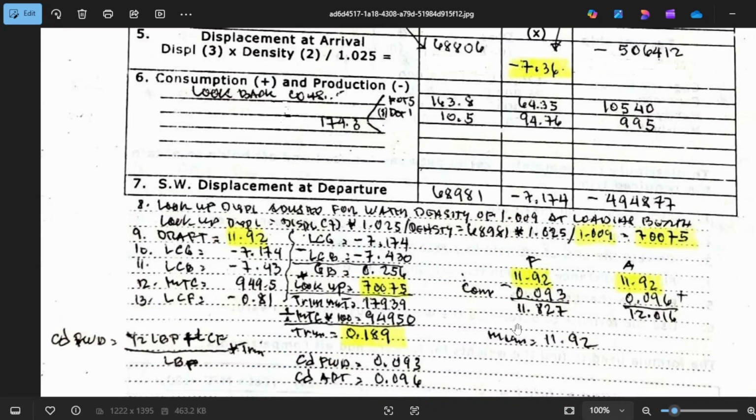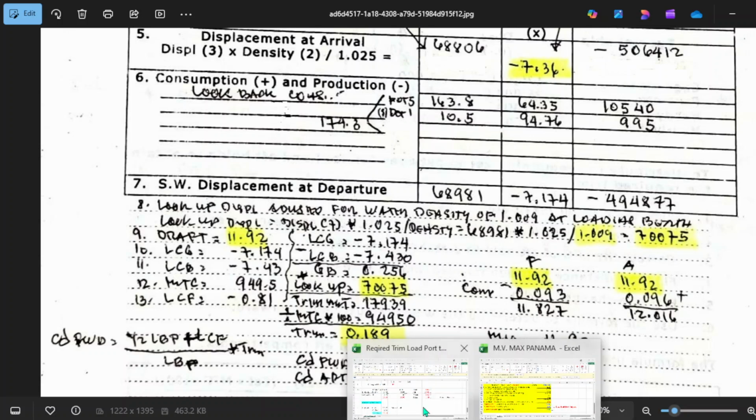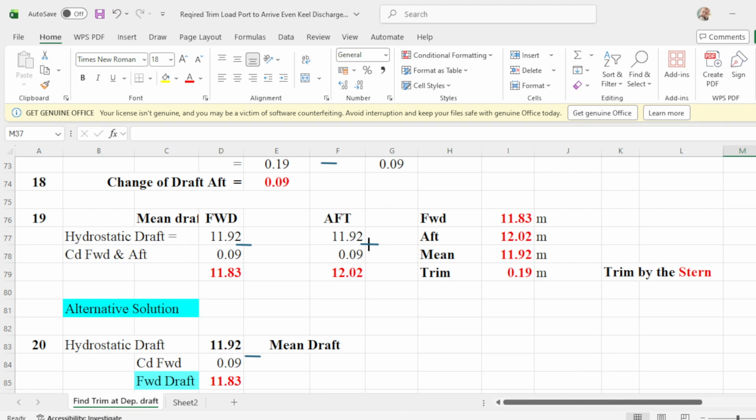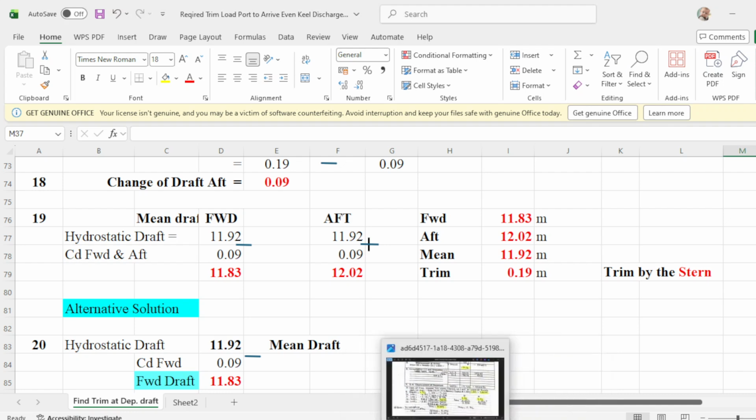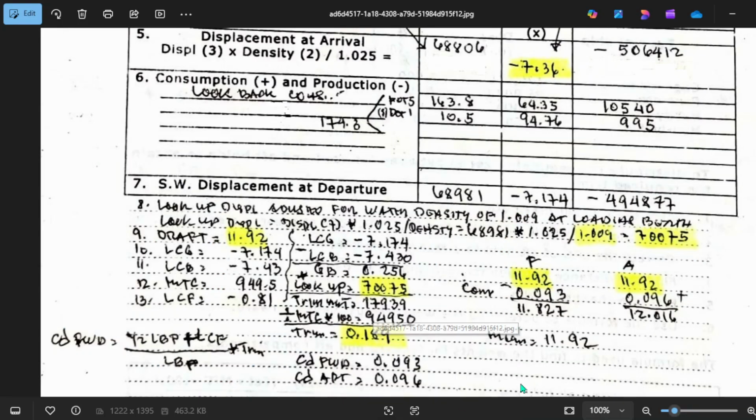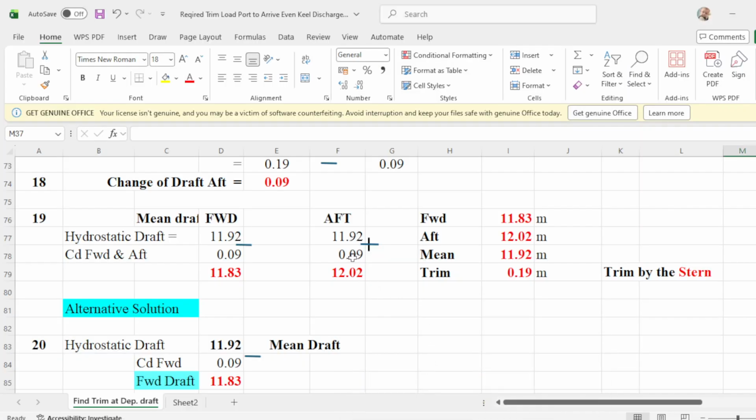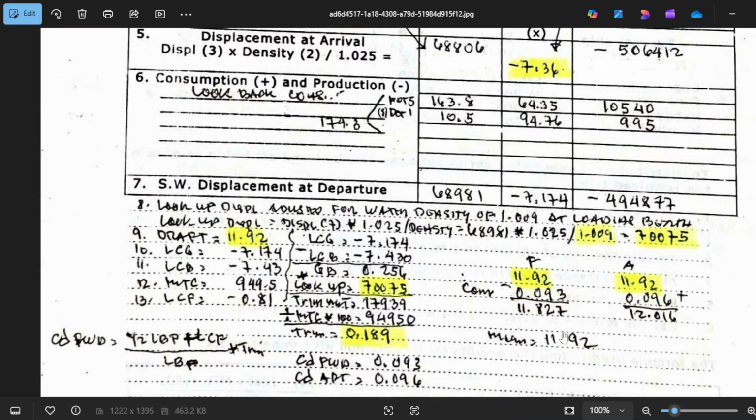Okay, but according to this one, the original, his forward drop is 11.82 or 83. Forward drop is 11.83. Okay, if you run it up, and his updraft is 12.016 or 12.02, and the manual is 12.02. The main drop is 11.92, and his main drop here is 11.92. So almost the same, guys, actually.